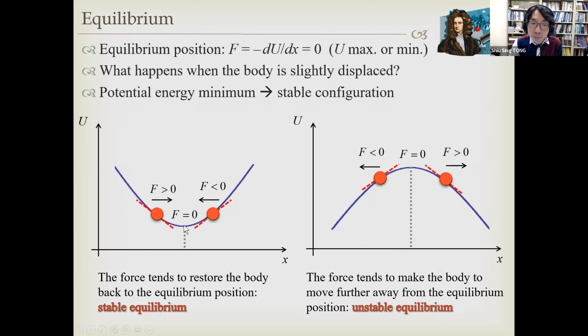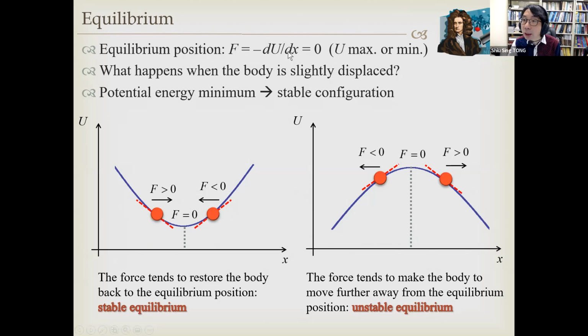So in principle, if you have a small displacement from this equilibrium position, the object will not move away. It will stay close to this equilibrium position, just oscillate about this equilibrium position. So that's why it is called stable. Okay. Now, how about if the potential energy is a maximum?